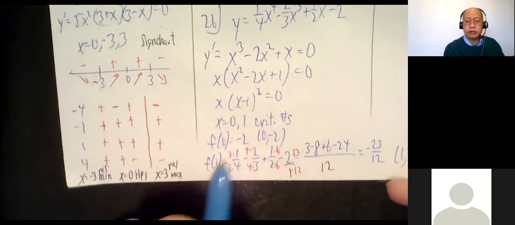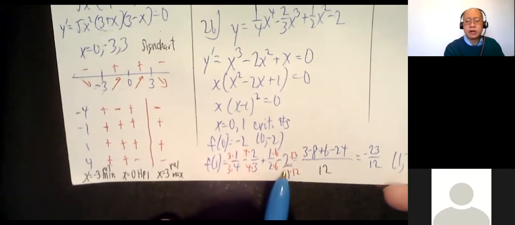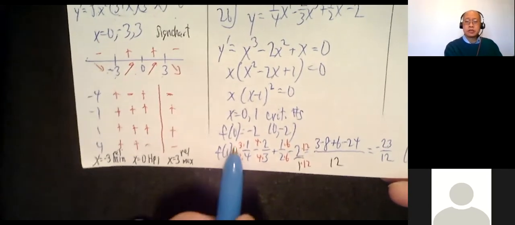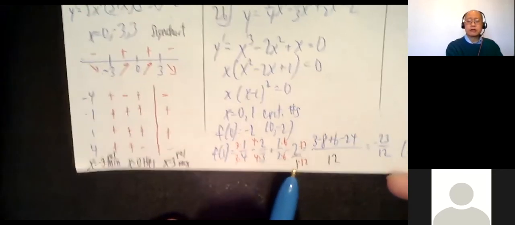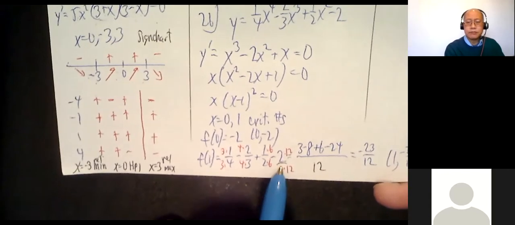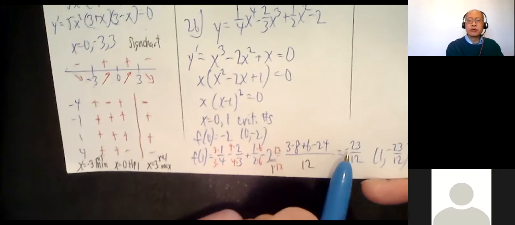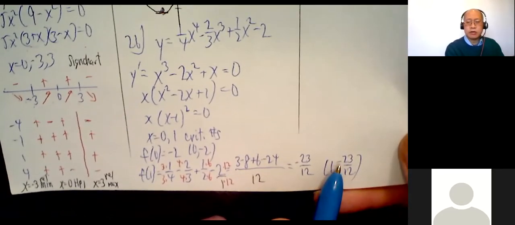Okay, so ignore the red. 1/4 minus 2/3 plus 1/2 minus 2 over 1. Then in red, I got a common denominator of 12. So this one, 3 over 3, right? 4 over 4, 6 over 6, 12 over 12 to get a common denominator. That becomes 3 minus 8 plus 6 minus 4, negative 23 over 12. Very clumsy. 1 comma, negative 23 over 12.